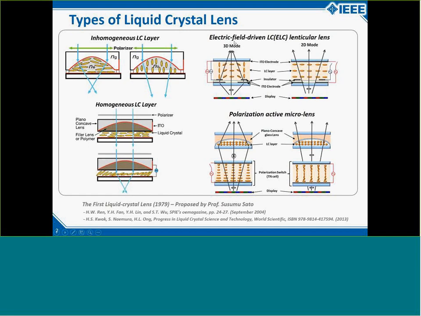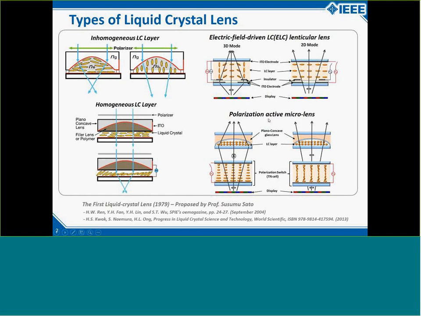The third one is electric field driven. We call it the ELC, liquid crystal lens or lenticular lens, which is most commonly used in 3D stereoscopic displays. The electrodes are on this side and use the fringing field to form a gradient distribution of the liquid crystal molecules to focus. When it's off, the liquid crystal molecules will be homogeneously distributed. That will be 2D, which is not focused.